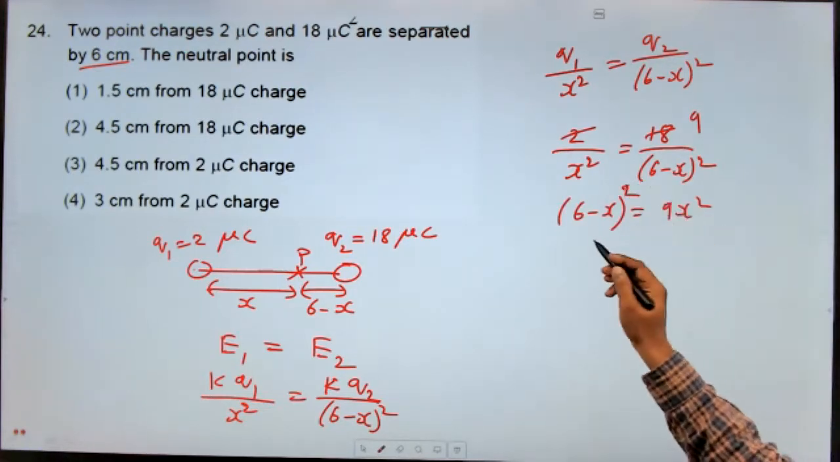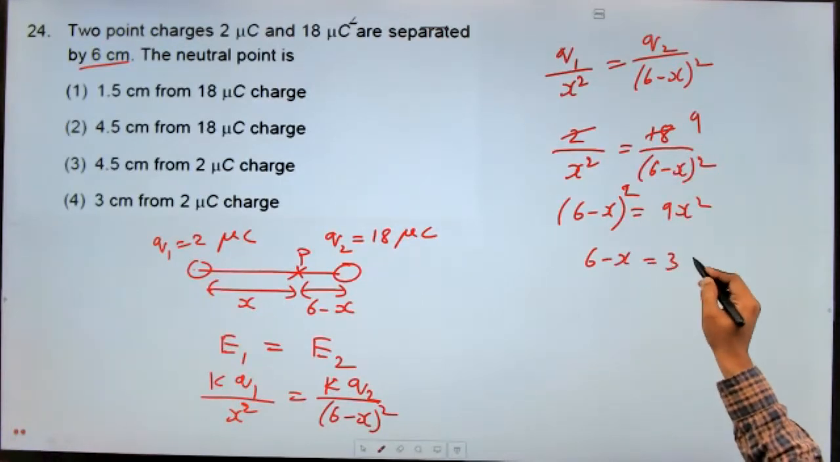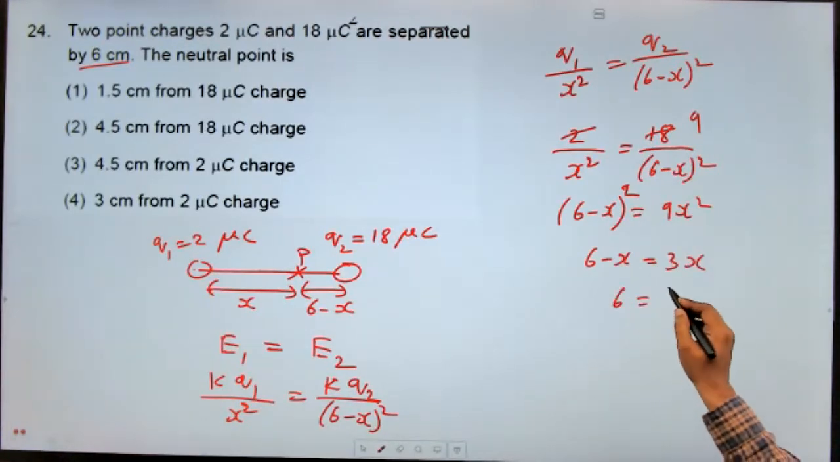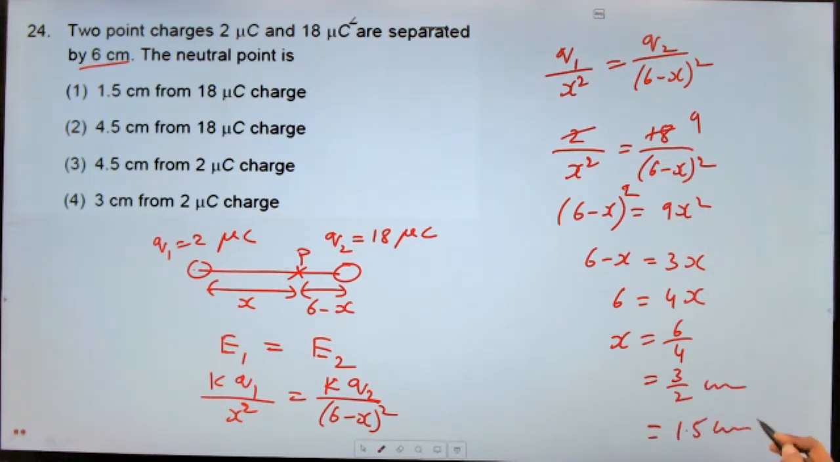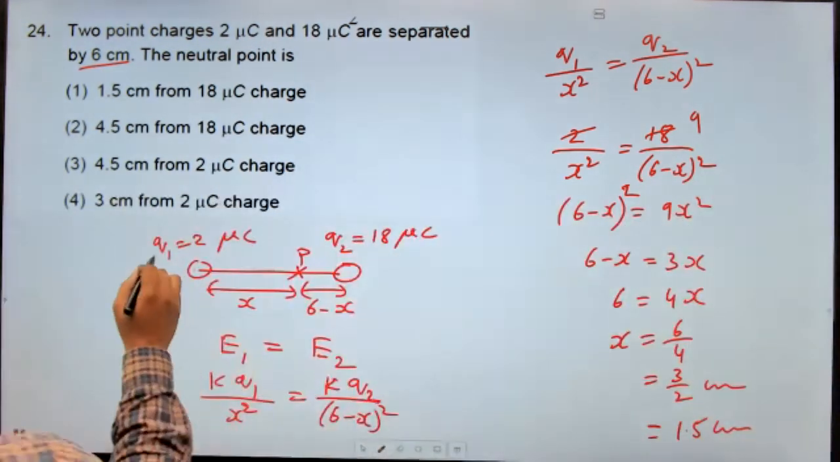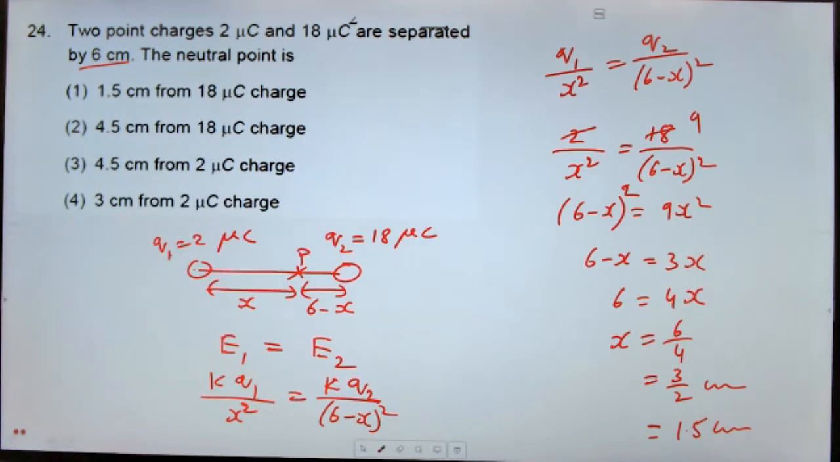Now take square root on both sides. Then 6 minus x equal to 3x. Then 6 equal to 4x. Then x equal to 6 by 4, that equal to 3 by 2 centimeters or 1.5 centimeter. So 1.5 centimeter from charge x means that is from charge q1, that is 1.5 centimeter from q1 or 2 microcoulomb.